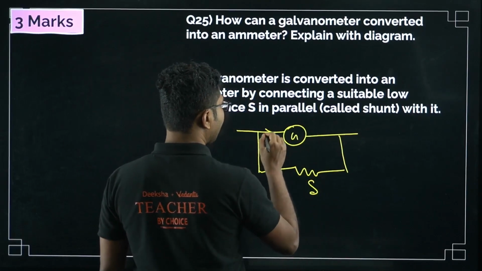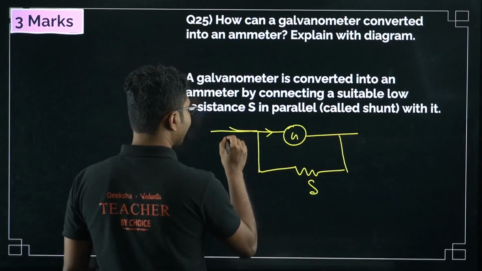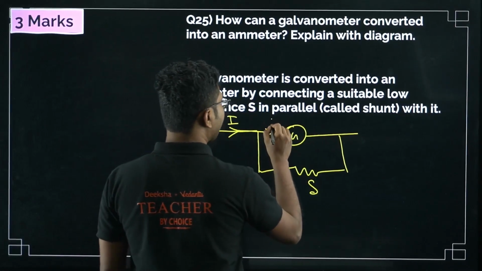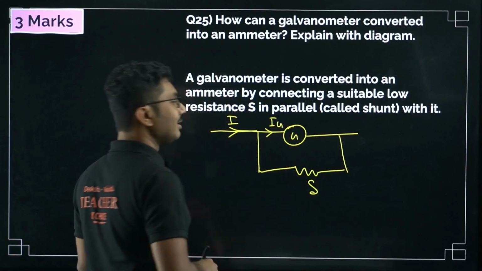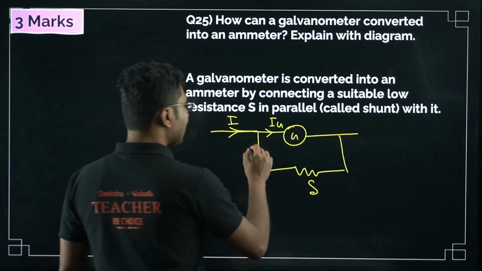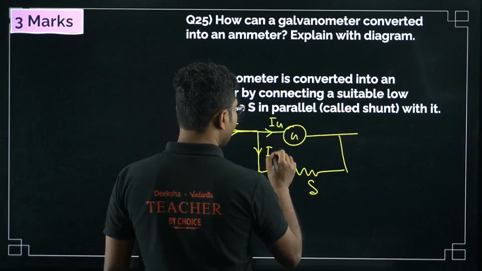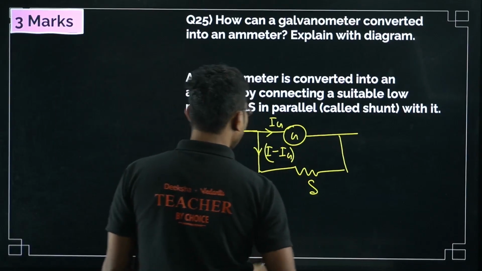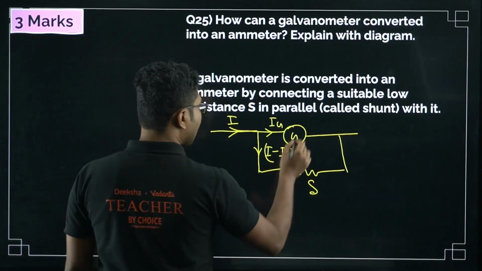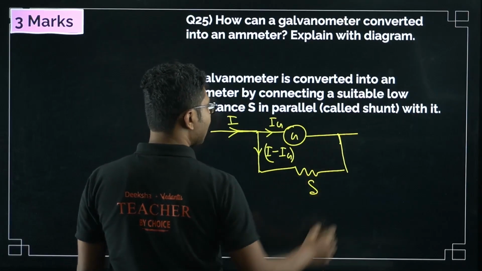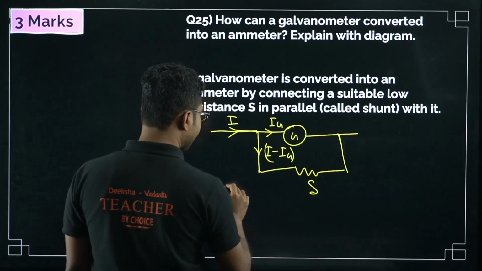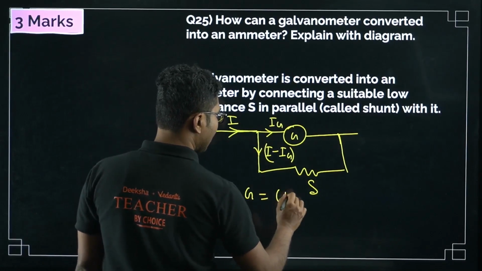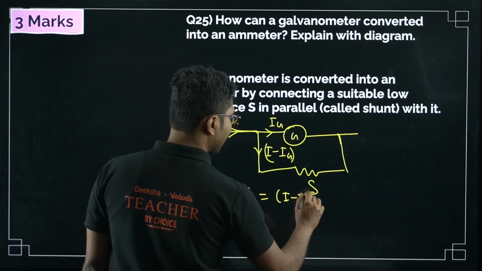Now we have an external current which is I passing through this. We are trying to measure this I, but the galvanometer can have a maximum current limit, that is Ig. The remaining current will pass through the shunt resistance, I minus Ig. Okay, so what is the meaning of that? Now they are connected in parallel, so the voltage drop across both of them will be the same. So Ig into G equals I minus Ig into S.